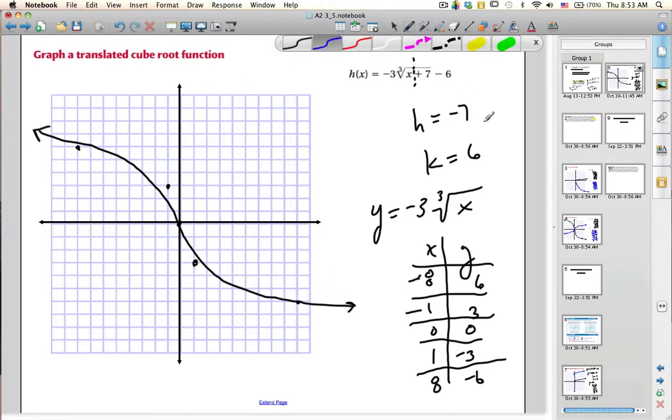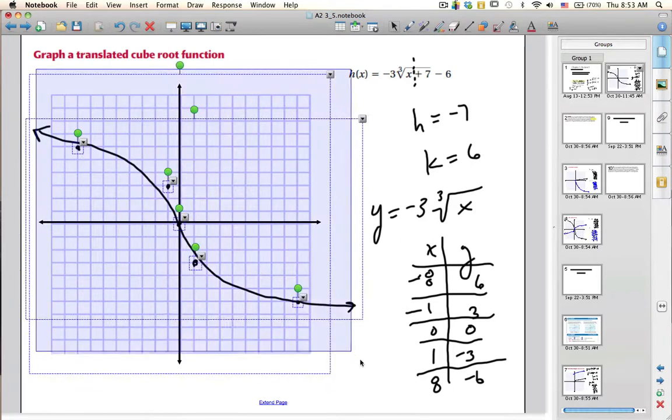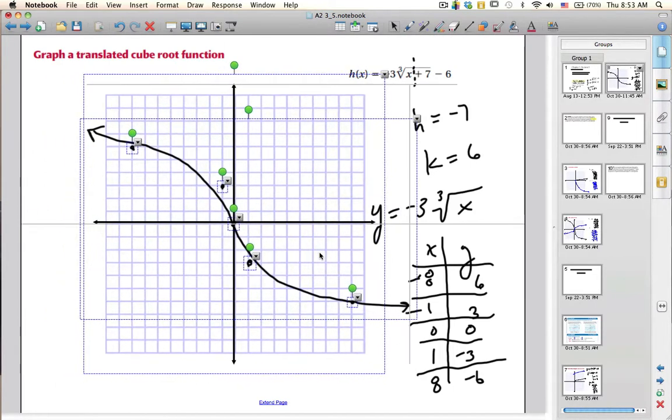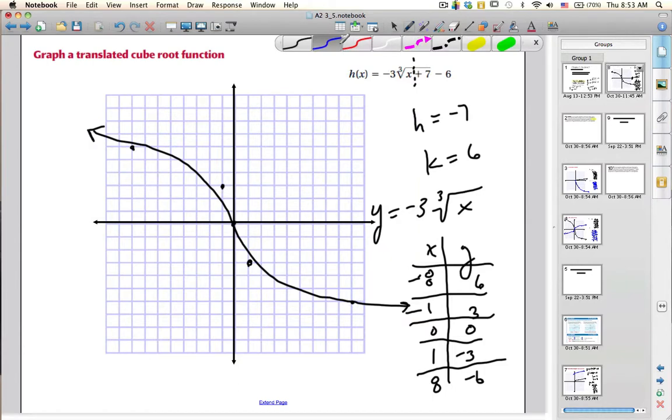Now I'm going to take each point and move it left 7 and up 6. Oh, well, that's going to be a little complicated because of where I've got my graph. Let me move this over, give myself a little more room. Left 7: 1, 2, 3, 4, 5, 6, 7. Right, so left 7 and up 1, 2, 3, 4, 5, 6, about here.